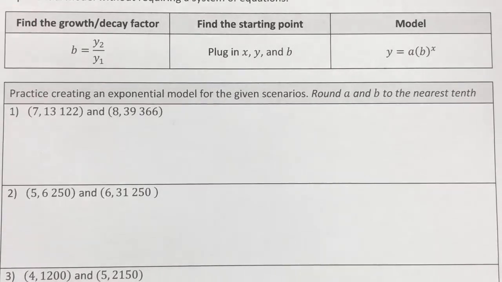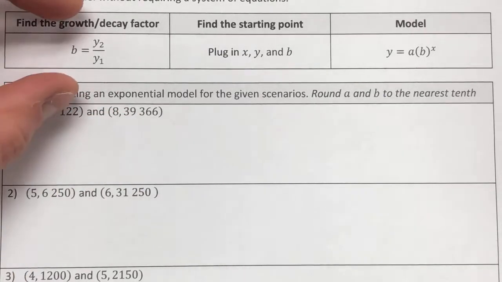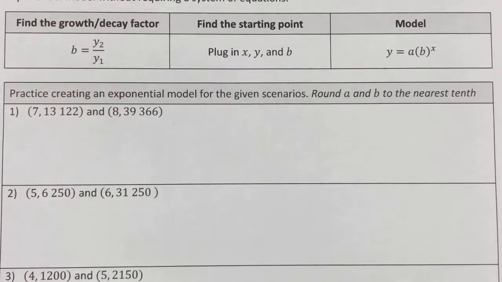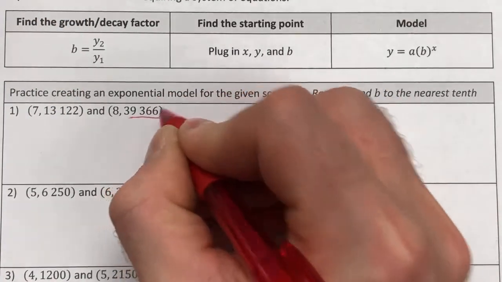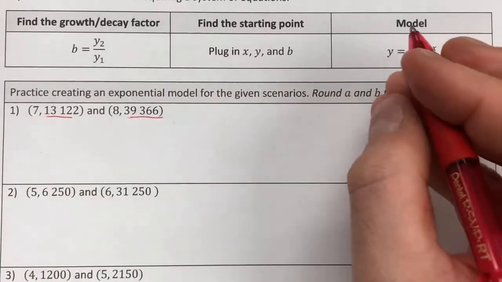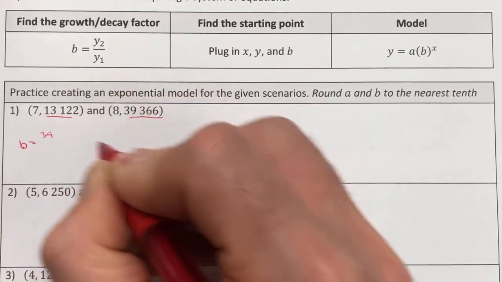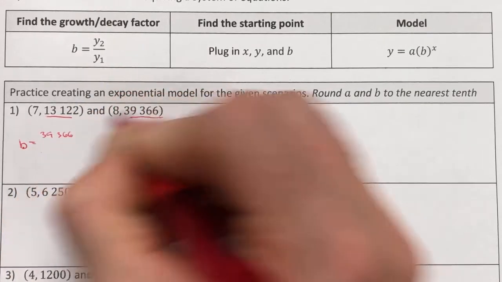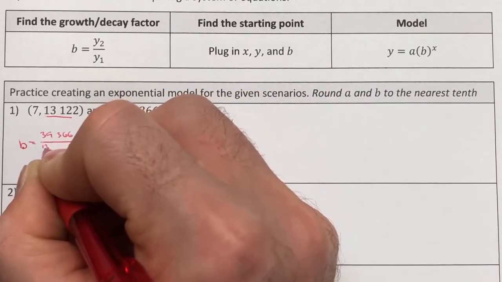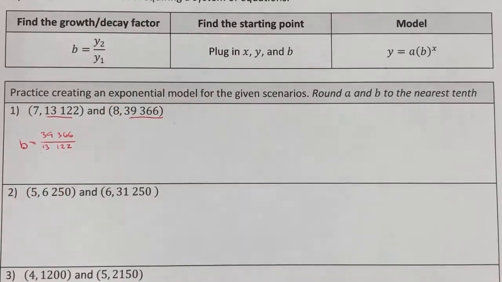So to find the growth factor, I want to know what I am multiplying by to get from this point to this point. The easy way to do that is to take the second y value and divide it by the first y value. So if this is y2 and this is y1, in order to find my b value, b is equal to 39,366 divided by 13,122.